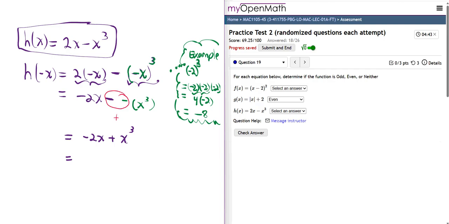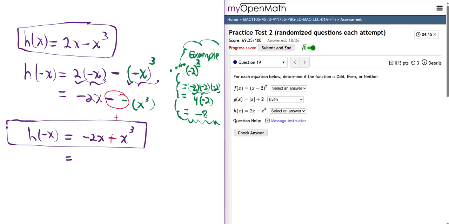And here's h of -x down here. And what I'm doing is comparing what's the difference, right? And the difference on my h of negative x is that both signs are different than they were originally on each term. So instead of a positive 2x, I now have a negative 2x, and instead of a negative x cubed, I have a positive x cubed.